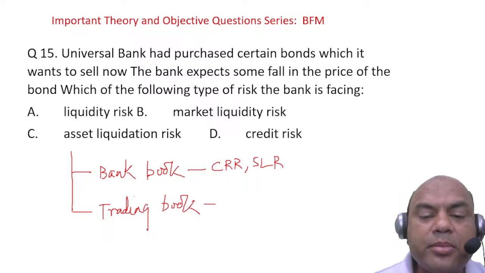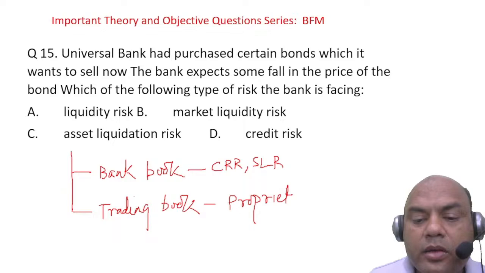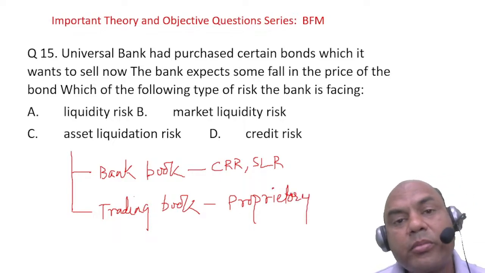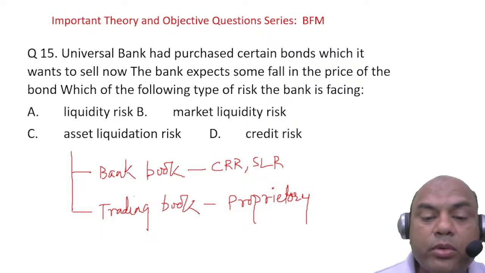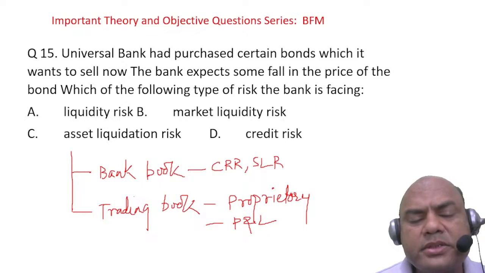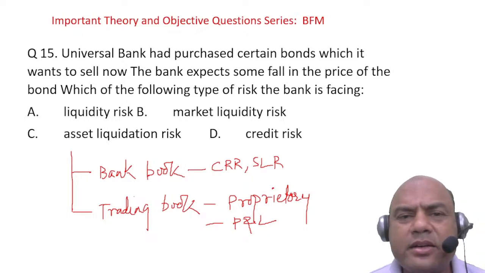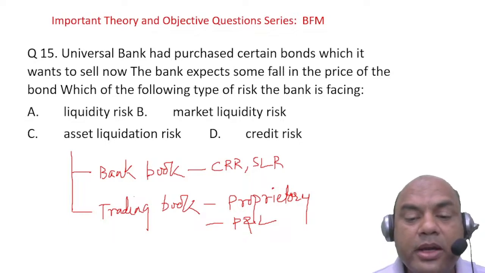Trading book means here I purchase the bonds for what we call proprietary purpose. So trading book, proprietary means what? For my own profit and loss, P&L. Own P&L means I buy some bonds and whenever I feel the rate is high, I'll sell it. So that is for my P&L purpose.